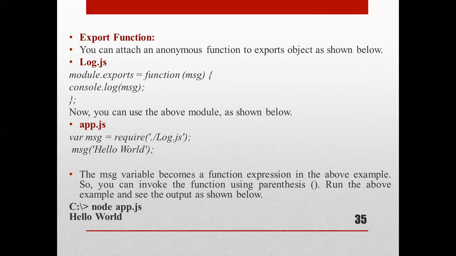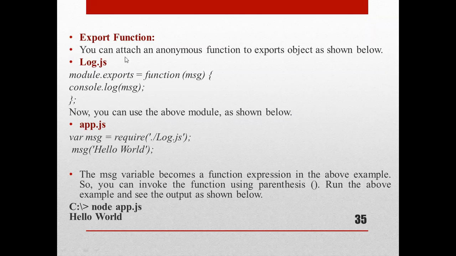Now we can also attach an anonymous function to the export object. How? Here we can see one module, log.js. Here module.exports equals a function. One function is there without a name. That means this is an anonymous function having a body, where we are going to print that message, that parameter. Okay, so this is one module.